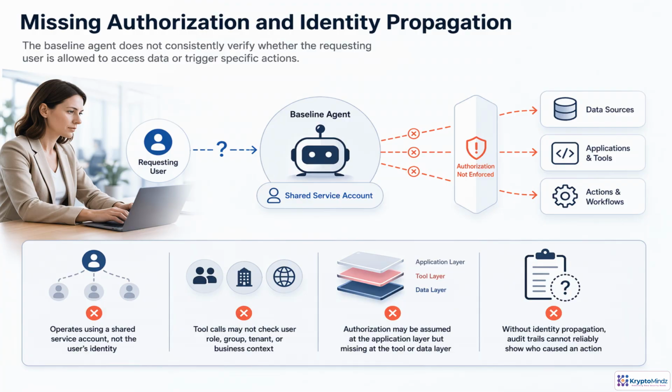Identity has to travel with the request. When an agent receives a user request, it should carry that user's identity through every tool, API, and data access decision. A weak baseline often breaks this chain. The agent may switch to a shared service account, so downstream systems only see the agent, not the person behind the request. Then role, group, tenant, or business context checks can be skipped or applied in the wrong place. This creates two risks. Users may access or trigger things they should not, and audit logs cannot prove who actually caused the action.